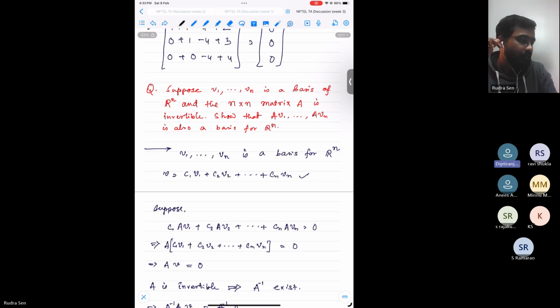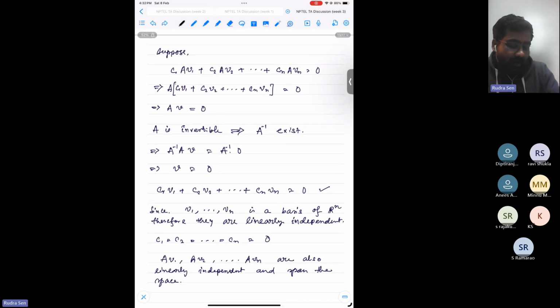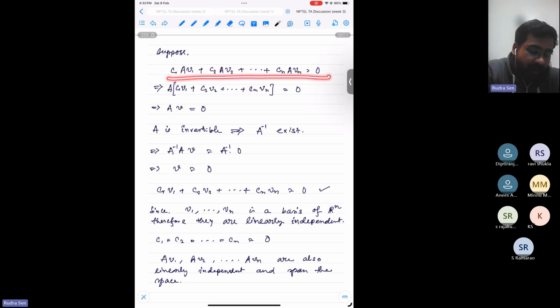Sir, in the last one, how do we show that AV1, AV2 up to AVN are also linearly independent and span the space? I have considered this thing, right? I am assuming that this addition is 0. Now I have to show that if this addition is 0, then C1 to Cn should all be 0. Is it clear to you?